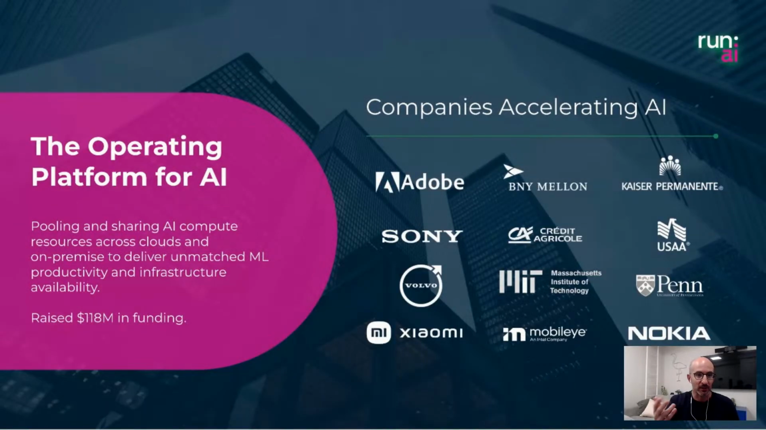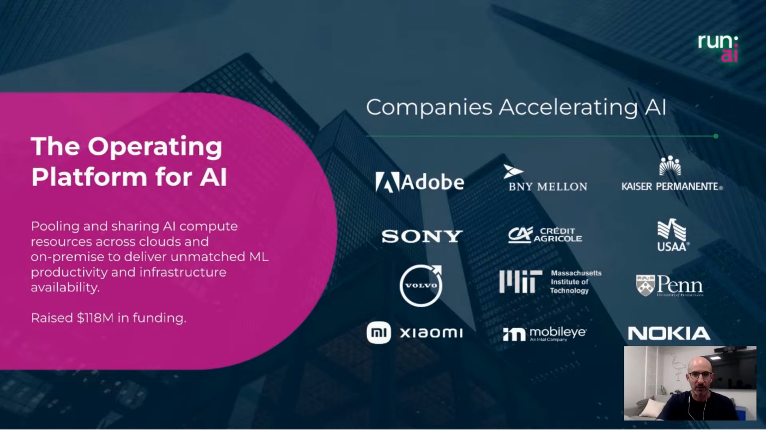And so that's Run AI. We like to view ourselves as the operating platform for AI. And what we do is we pool and share AI compute resources like GPUs across clouds and on-premise to deliver ML productivity for ML teams and more availability of infrastructure, more availability of GPUs, which is a big problem today. We raised $118 million, and we're working with enterprises and startups across different industries, and we love our customers, and we're doing a lot with them, trying to help them move faster in AI.